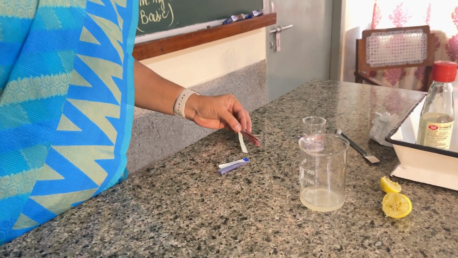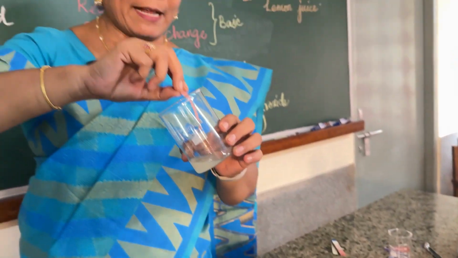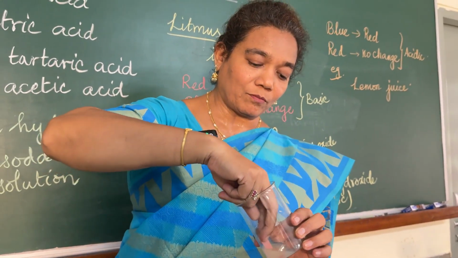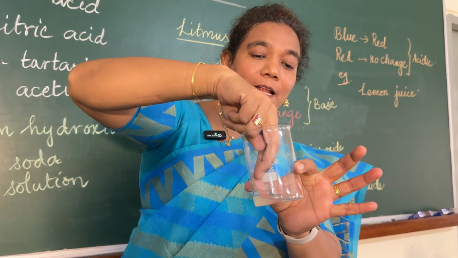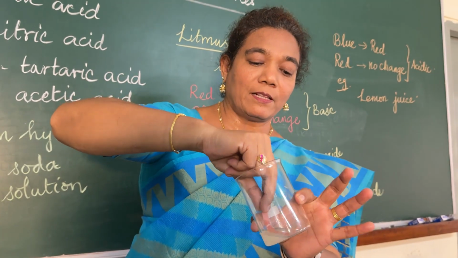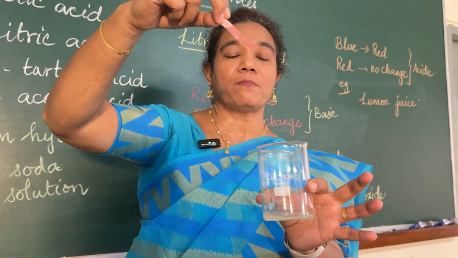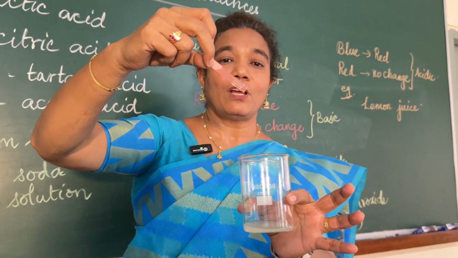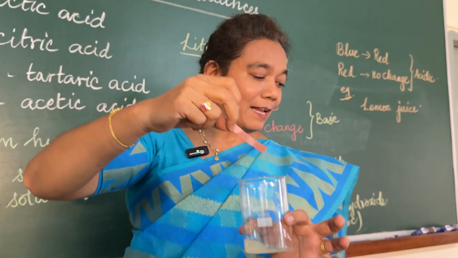See, we are taking the red litmus paper. Now we will test with red litmus. We are dipping this red litmus strip into this lemon juice. There is no color change. Can you observe? There is no color change. Red litmus is in red color only.